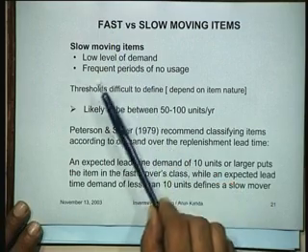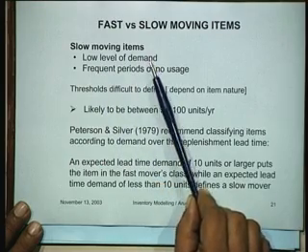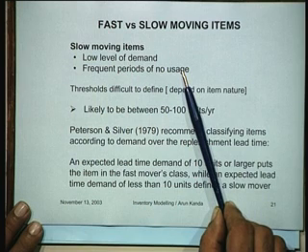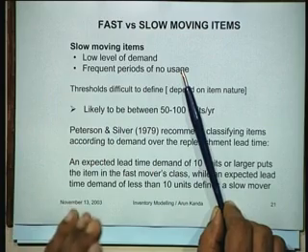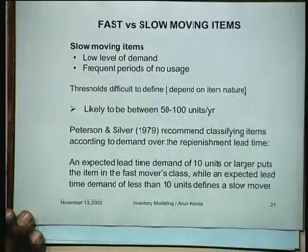Right? So slow moving items have these two things. They have a low level of demand, number one, and they have frequent periods of no usage. If you find that in your stores there is a low demand for some item, and then for 1 year you don't need an item, suddenly you require one item after 1 year or something, that is an item which can be classified as a slow moving item.